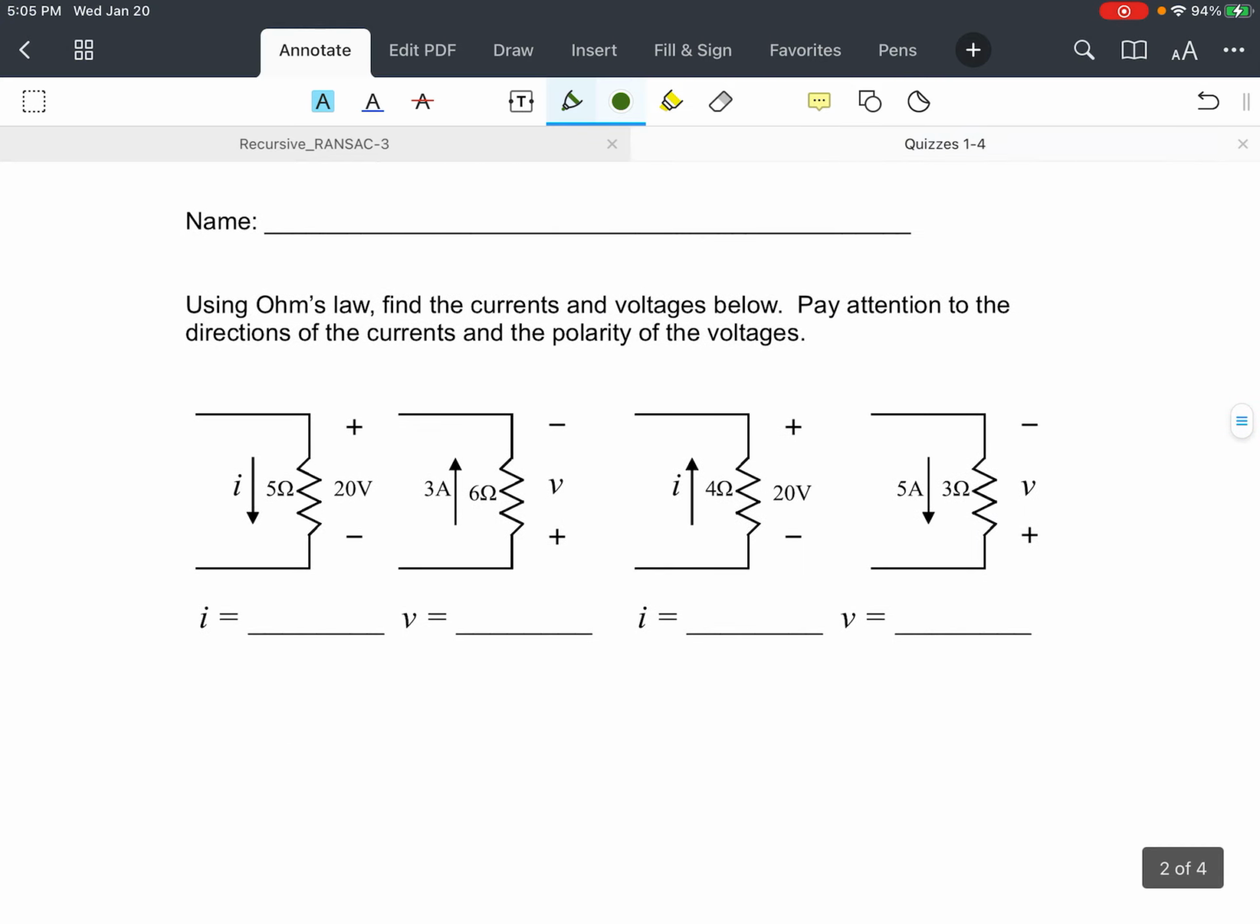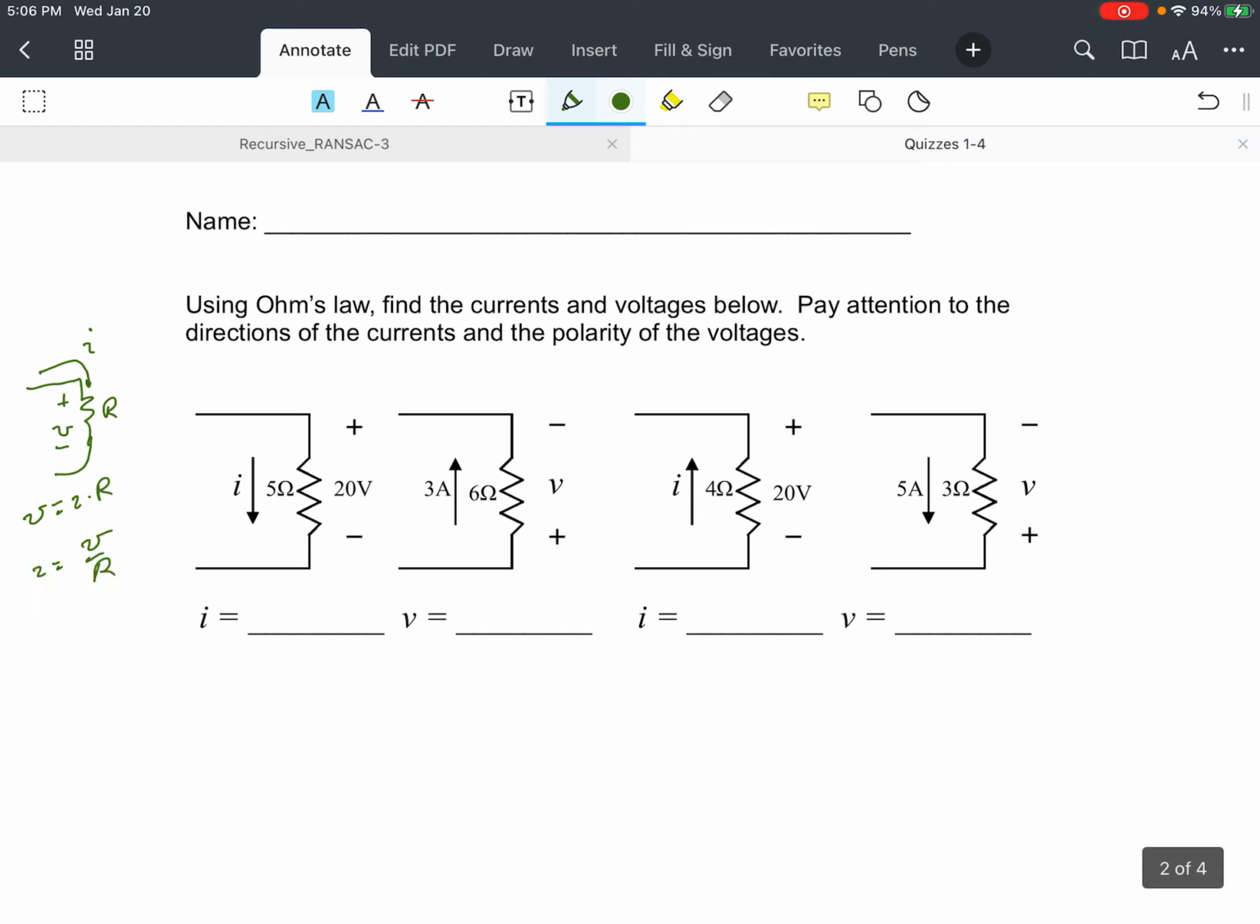All right, so the second problem here, using Ohm's law, find currents and voltages below. Pay attention to the directions. So remember, in a resistor, okay, if I have a resistor R, and we label the voltage like this, and the current flows from positive to negative, then V equals I times R. Okay, if the current flows in the opposite direction, it would be from negative to positive, V would be negative I times R.